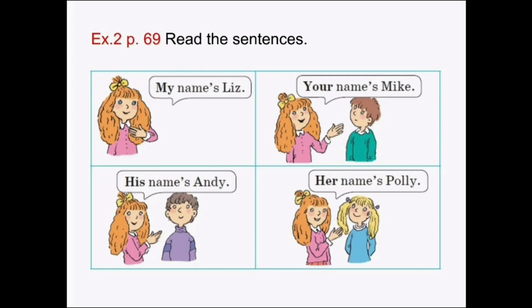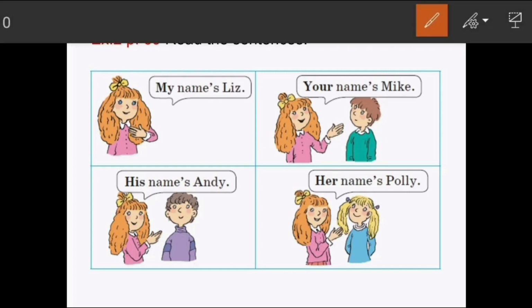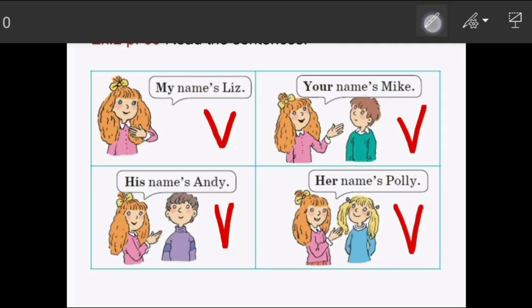Exercise 2, page 69. Read the sentences. My name's Liz. Your name's Mike. His name's Andy. Her name's Polly.